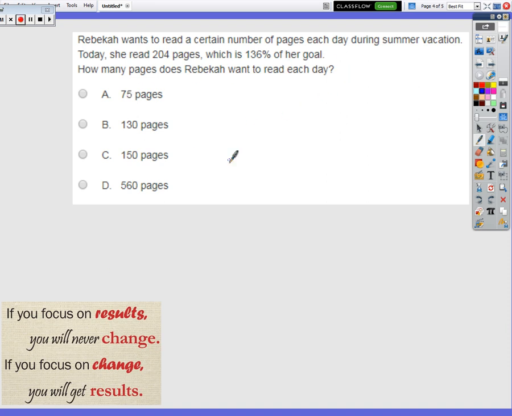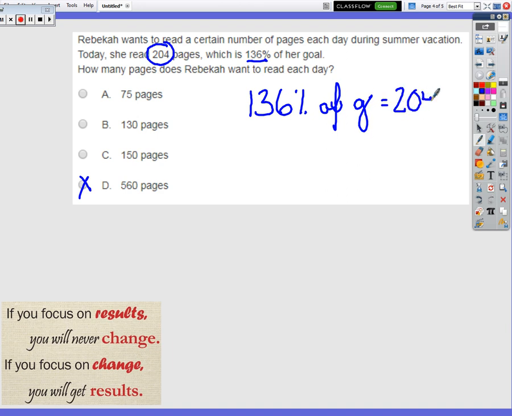Well, I know it's not 506. The reason being, that's larger than 204. She read 136% of her goal. All right? These other 3 could be viable answers. Now, she read 136% of her goal. We don't know what her goal is. It's 136% of her goal, which we don't know, and that would equal what she did today, which is 204.